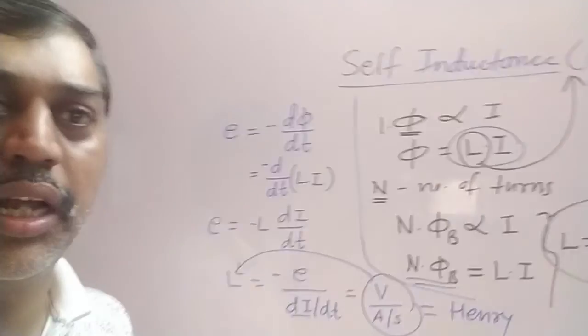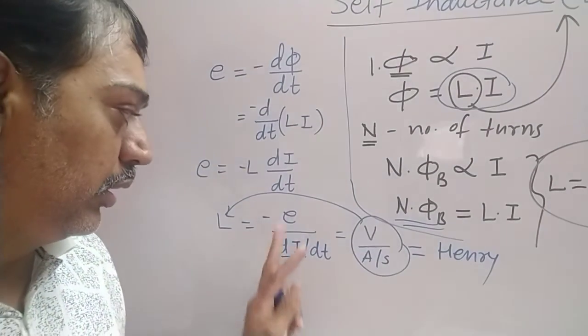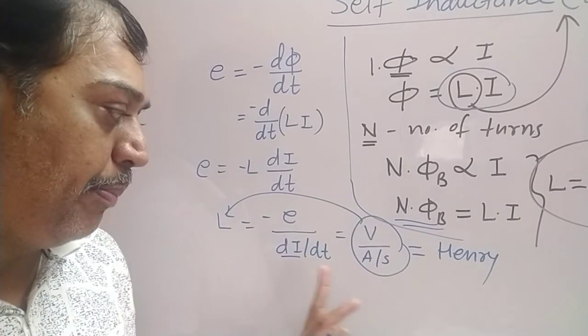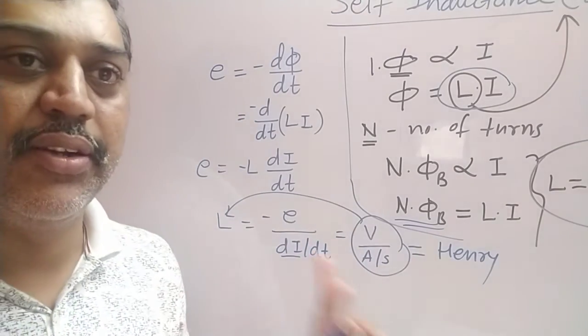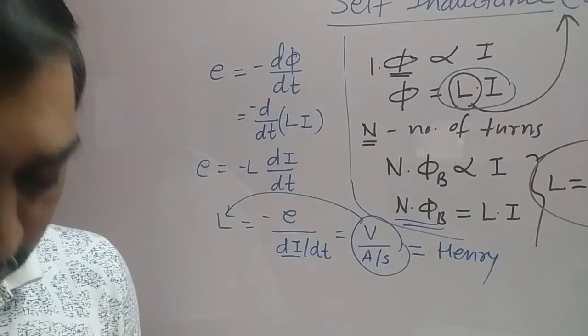That is nothing but, I will show you like this. This is E divided by di by dt. E is measured in volt, di in ampere, dt in second. So this unit is said to be Henry, and self-induction is measured in terms of Henry.